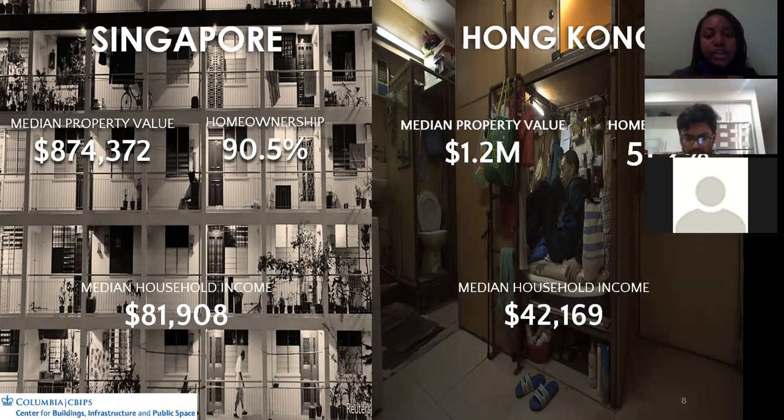So this is a snapshot of Singapore, whose home ownership is very high at 90.5% of the population owning homes. The median property value is about 874,000, and its median household income is about 81,000. This is in US dollars. And compare that with Hong Kong, where home ownership is about 51%, about half, and the median property value is 1.2 million, and the median household income is 42,000. So that's very disproportionate. Next slide.